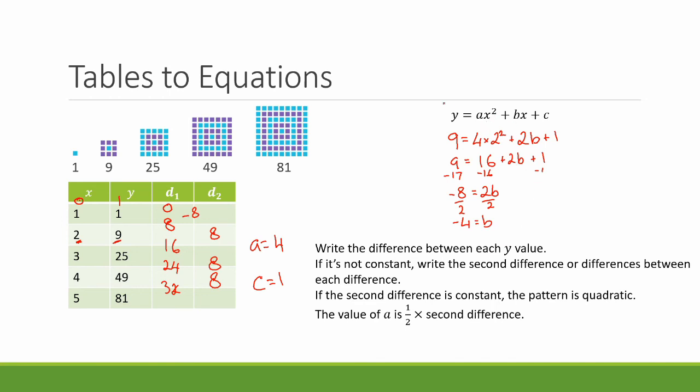So now all I'm left to do is rewrite my equation in its final form. So I know that my equation is going to be y equals 4x squared minus 4x plus 1.